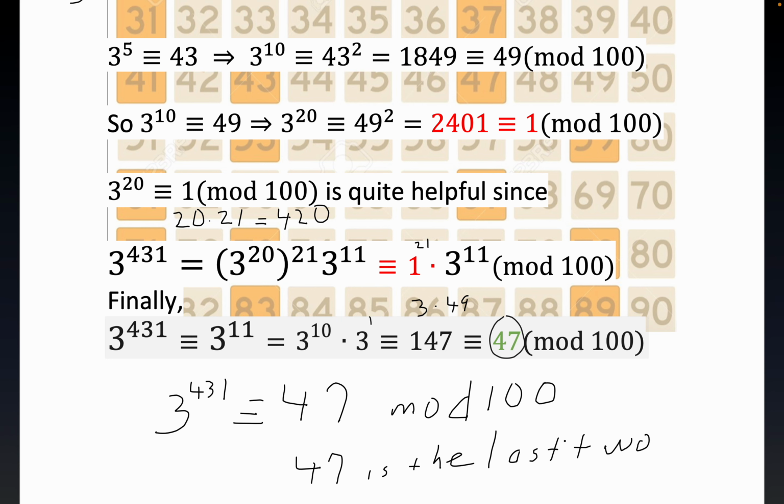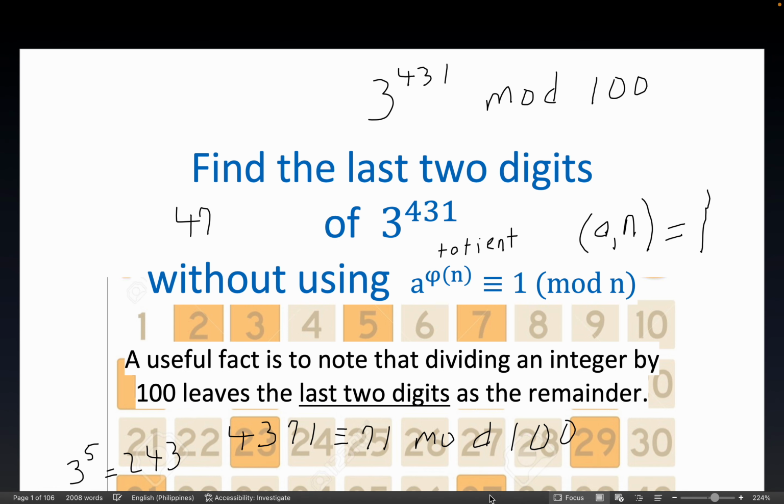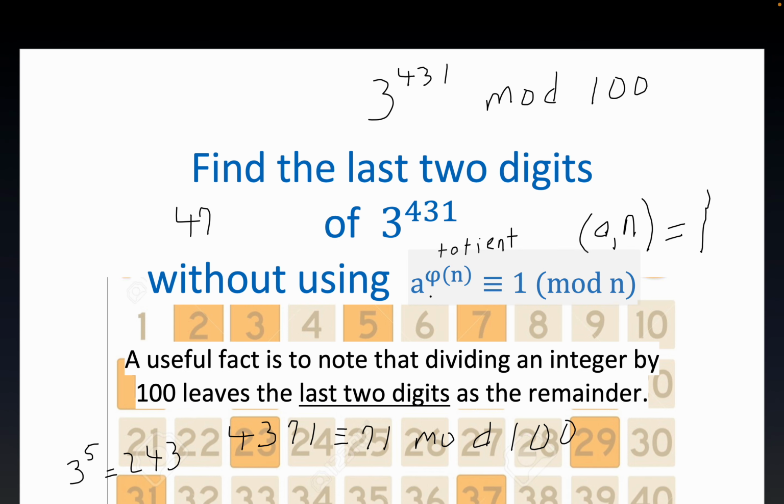Last 2 digits, right? Okay. So let's go back up here. The last 2 digits, 47. And again, folks, what I like about this is you don't have to use this Euler's Totient Function to get the job done. So this is the answer.